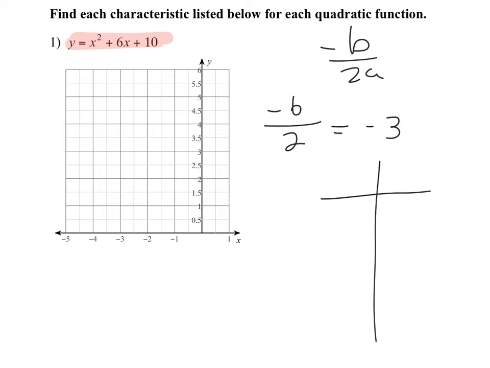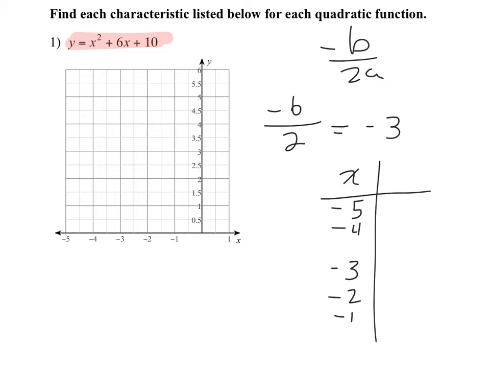Now I'm going to set up my table. I'm going to put negative 3 right in the middle, and I'm going to work out from there. So I'll plot negative 5, negative 4, negative 3, negative 2, and negative 1. These are all my x-coordinates.